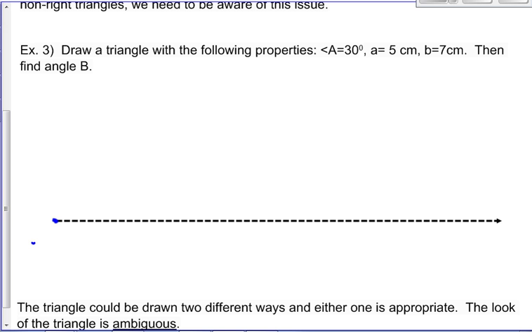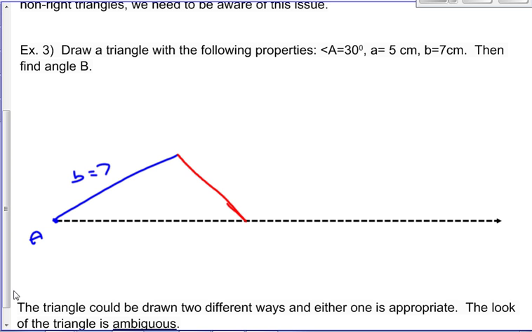Angle A, I'm going to make A here, is 30 degrees, and goes out like this. Now the side that corresponds to it that we're making here is side little b, which is 7. And then I know that side a is 5 centimeters. So that's a little smaller than the blue one I just drew. So maybe the triangle looks like this.